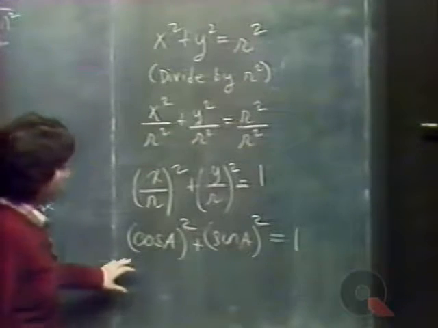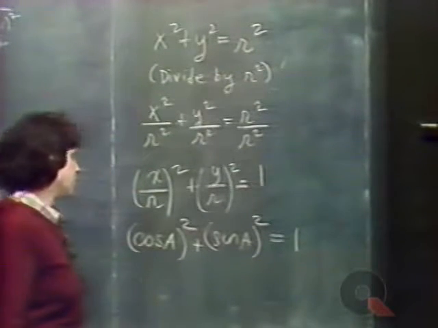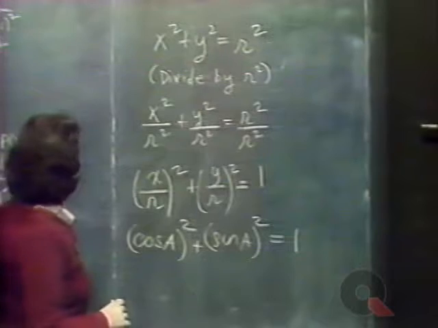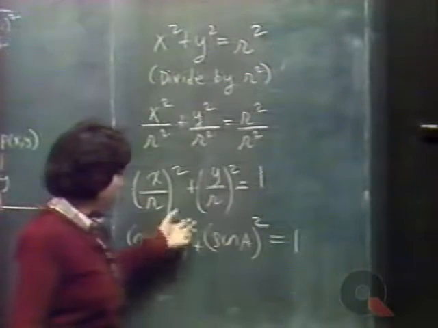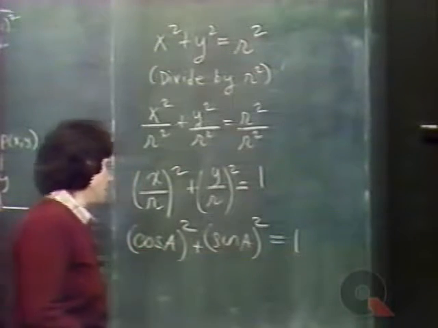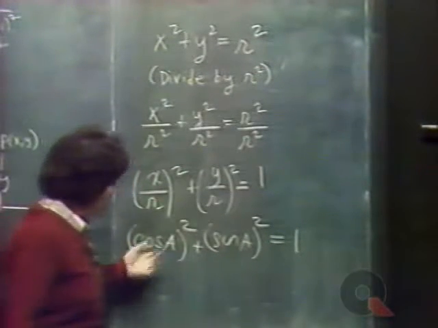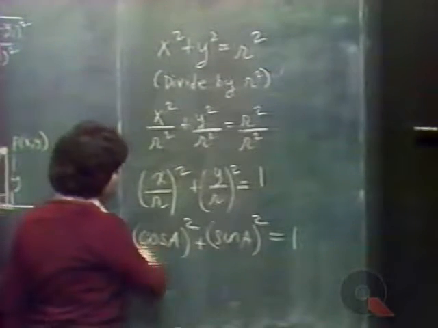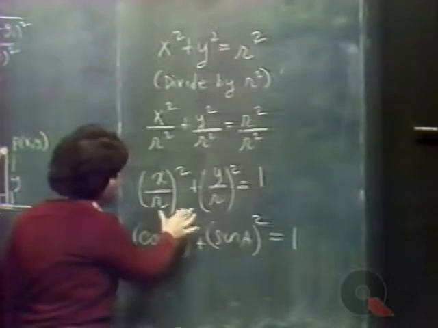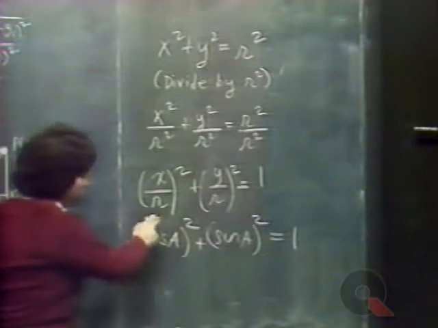This is a very important identity in trigonometry. It is probably one of the most often used identities. Cosine of A squared plus sine of A squared is equal to 1. Very often, however, we write it in a slightly different form. There is a shorthand way of indicating the cosine of an angle quantity squared. Okay, you see, here you need parentheses.